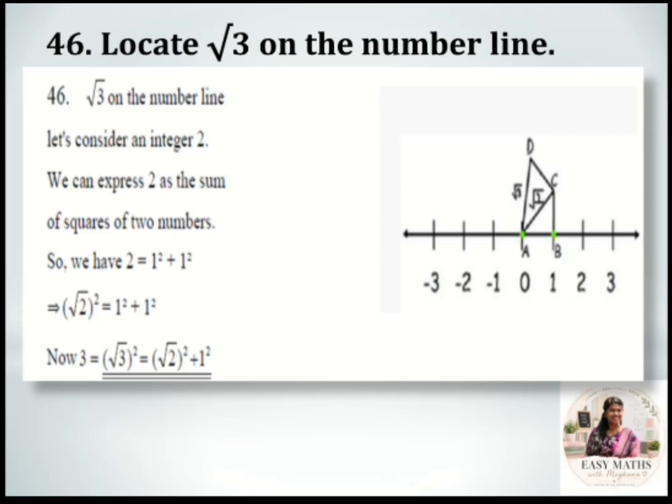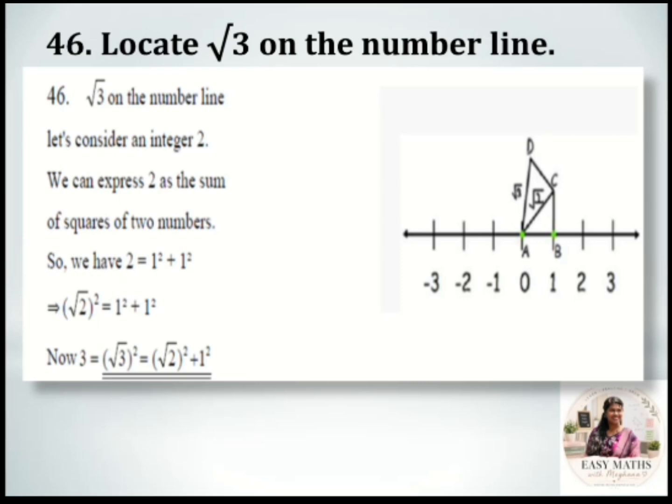As usual, as I said, we have to apply the Pythagoras theorem. You know, from distance A to B and B to C, we took only 1 centimeter. So I can write 1 square plus 1 square, which is nothing but root 3 whole square is equal to root 2 whole square plus 1 square. Here I have found A to C as root 2. So root 2 whole square is 2, plus from B to C I took only 1 centimeter distance.